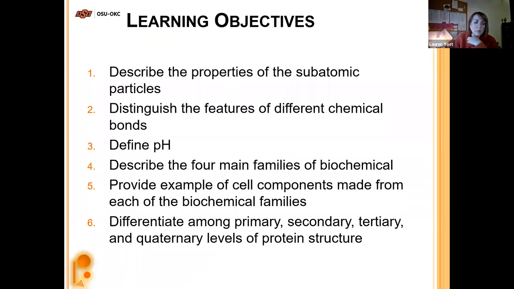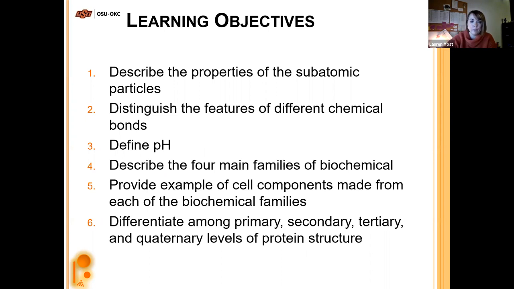All right, today we're going to be discussing the properties of subatomic particles, distinguishing the features of different chemical bonds, defining what pH is. It's a very important concept in biology, so it is something that you guys are going to have to be familiar with, and I mean very familiar with. The four main families of biochemical molecules, providing examples of cell components that are made from those biochemical groups, and then differentiating between the primary, secondary, tertiary, and quaternary levels of protein structure.